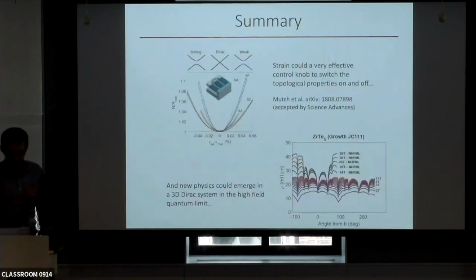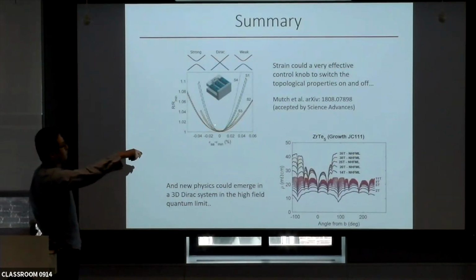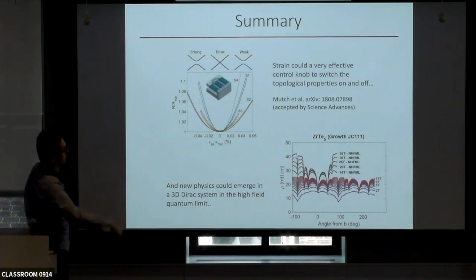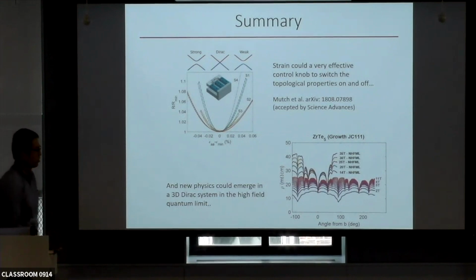Okay, so I think this is the end of my talk. In summary, we see this strange topological phase transition. We also see this very strange matching angle effect in the ultra-quantum conductor. Thank you for your attention.